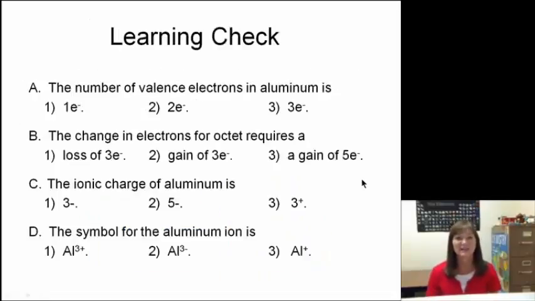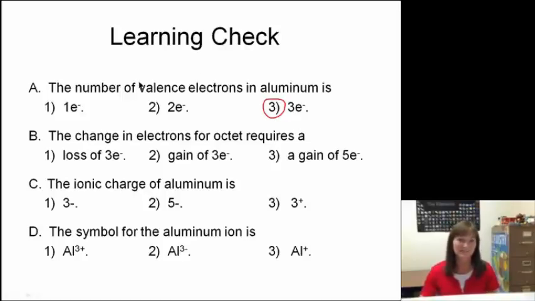So here's a learning check. Part A says the number of valence electrons for aluminum is. So remember, we determine the number of valence electrons by looking at the group number. Well, aluminum is in group 3A. So it has 3 valence electrons. If you want, you can pause this video and try this learning check by yourself and then come back and see how you did.